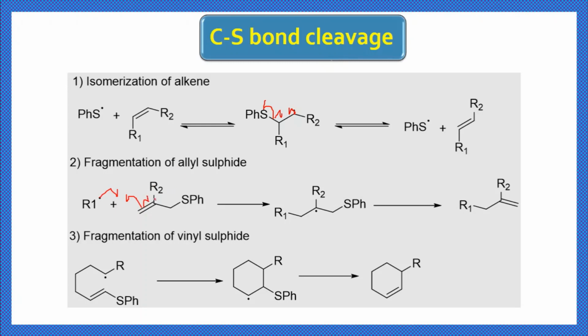Okay, it generates CH2 radical and CH radical. This CH radical reacts with this R1, and you will get this product. Then the next step is the breaking of this SPh. This reaction is nothing but the fragmentation of allyl sulfide. So this is your allyl sulfide, this is your allyl sulfide. Here this reaction involves the breaking of this allyl sulfide. So the breaking takes place in this way.